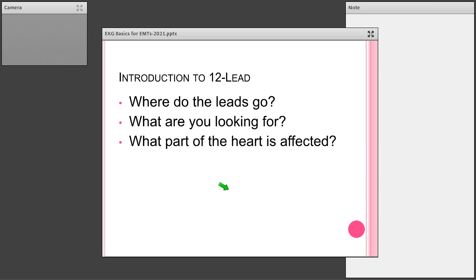So talking about 12 leads, we're going to talk about where those leads go, what we're looking for, and then talk about what part of the heart is affected when we're looking at the 12 lead.